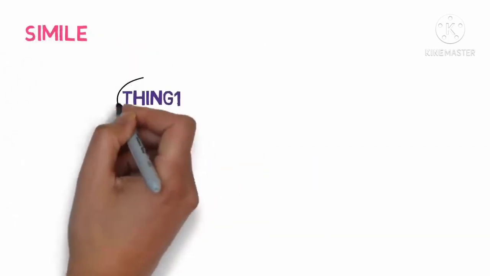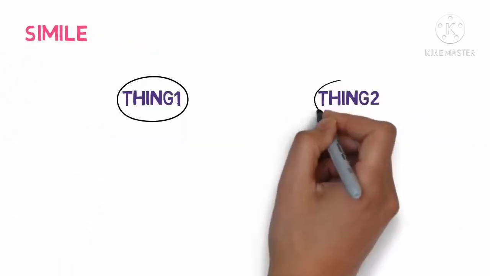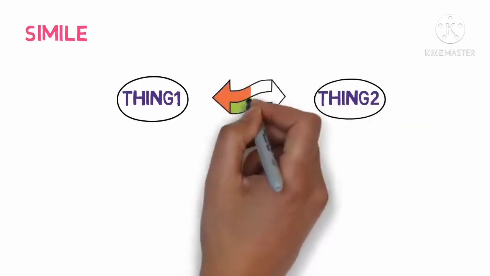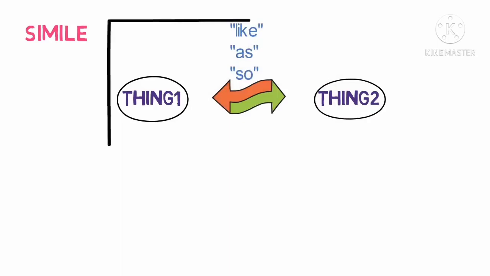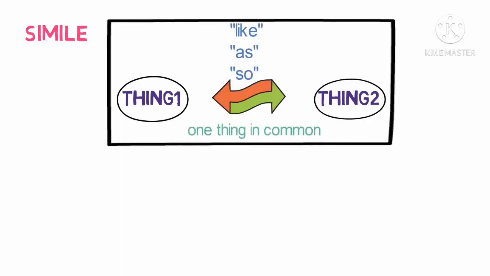A simile is a figure of speech that uses comparison between two unlike things. It is done using words like, as, or so. These two things must have one thing in common. Let's understand simile with some examples.